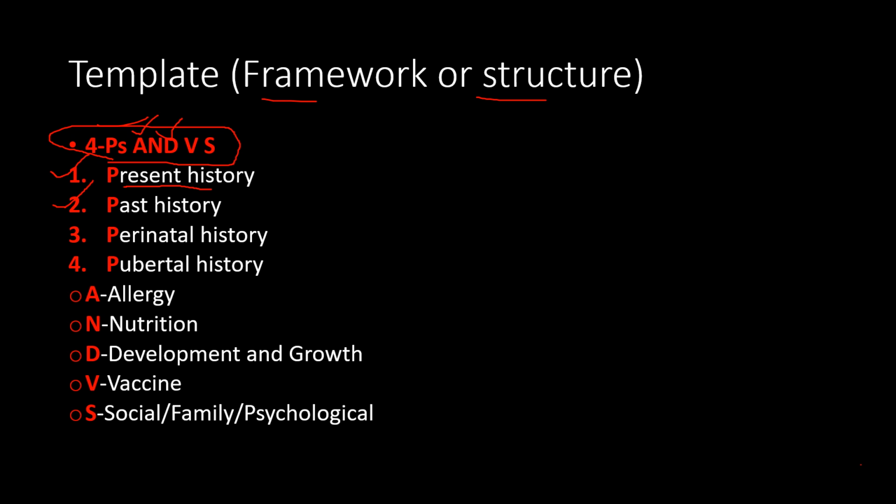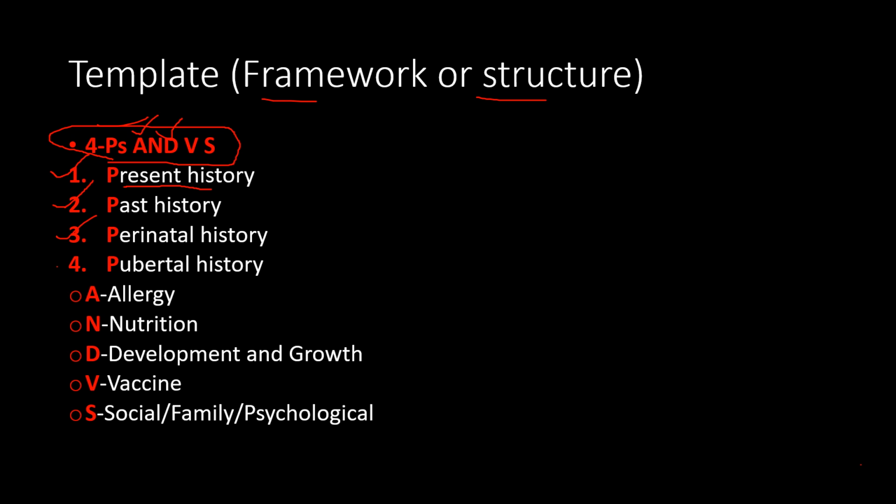Past history is also important to know, because in past history you will get a lot of things. The past history mnemonic is 40s IOA. And perinatal history: in perinatal history there are antenatal, natal and postnatal history that you should ask, and you have to modify accordingly.